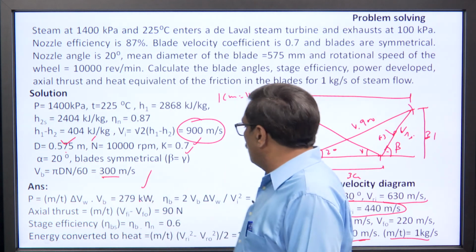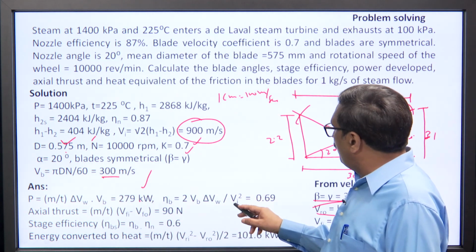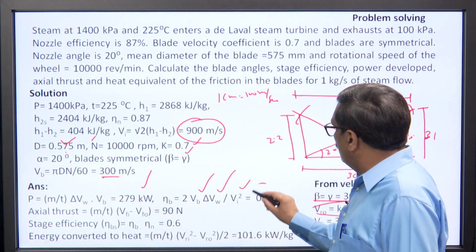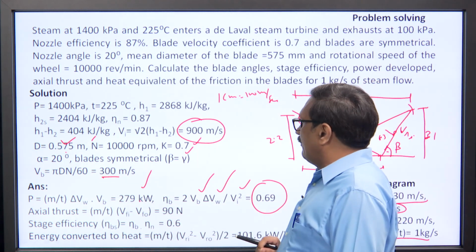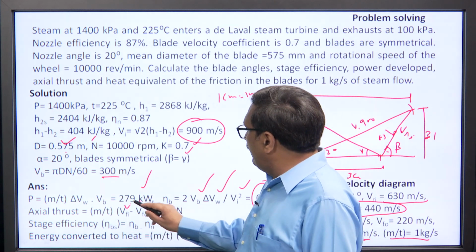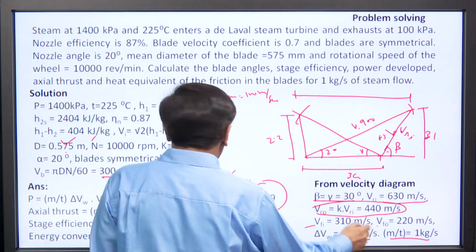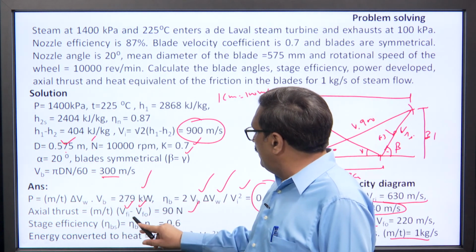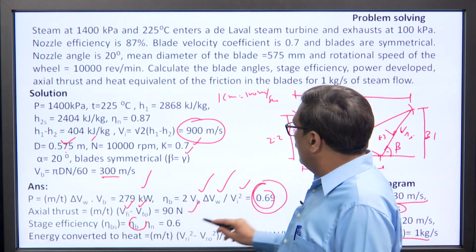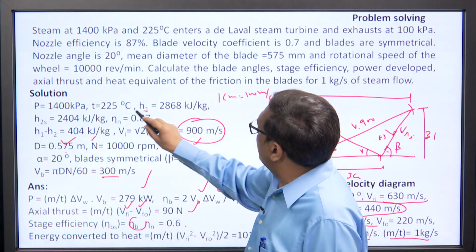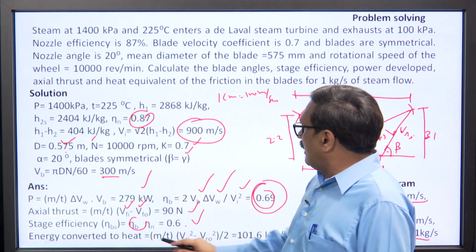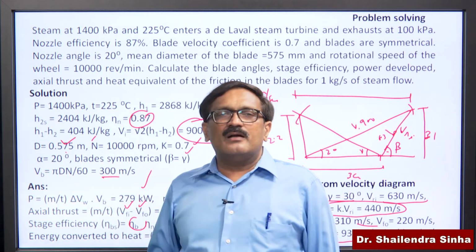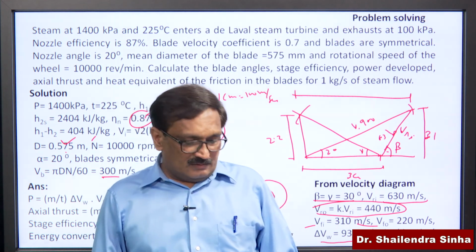Blade efficiency, you know the equation: 2 VB delta VW upon V1 squared. VB, delta VW, V1, everything is known to you, find the blade efficiency. Axial thrust: VF1, VF2 we have measured here, m is given, so we can find the axial thrust. Stage efficiency is blade efficiency, which we found as 0.69, times nozzle efficiency, already given as 0.87, so we can find this, and the energy converted to heat will be this. In this manner we can do the problem on the steam turbine.